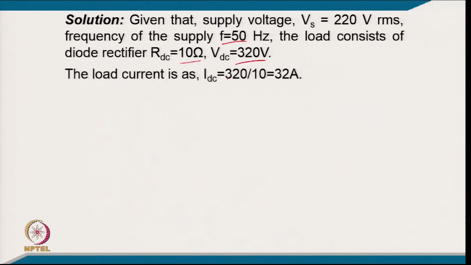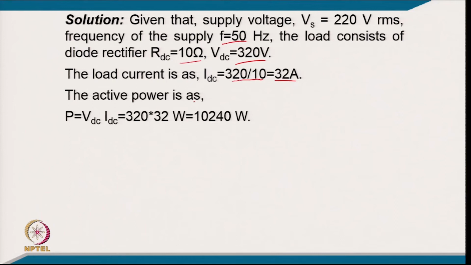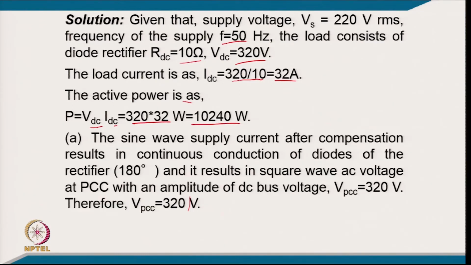So, the load current will be the voltage divided by the resistance, so it will be 320 by 10, 32 ampere. The active power is VDC times IDC, that is 320 into 32, which comes to 10,240 watt or 10.24 kilowatt. The sine wave supply current after compensation results in continuous conduction of the rectifier diodes for 180 degrees, and it results in a square wave AC voltage at the PCC with the amplitude of the DC link voltage, which is VPCC equal to 320 volt.